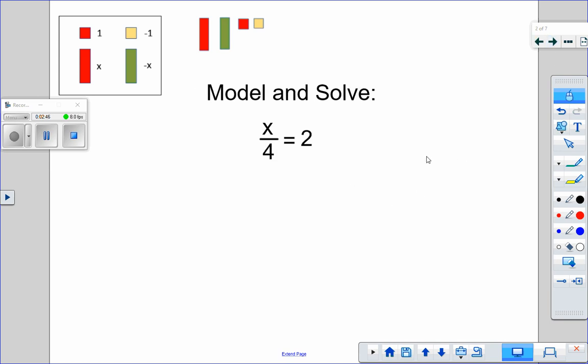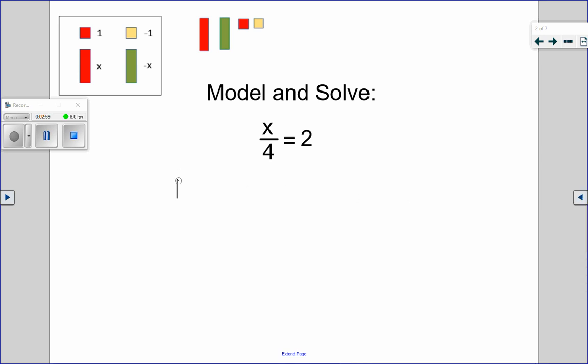Okay, let's model and solve this. Go ahead and pause and try this one on your own. Okay, so this one's a little harder, and I'm not going to actually use my algebra tiles for this. You might have gotten stuck. What you should have done is represented an x, and that one x is being split into 4 parts. So I'm going to represent those 4 parts below it. This is why I didn't use algebra tiles, because you can't really break an algebra tile. So I'm just going to draw this one out.